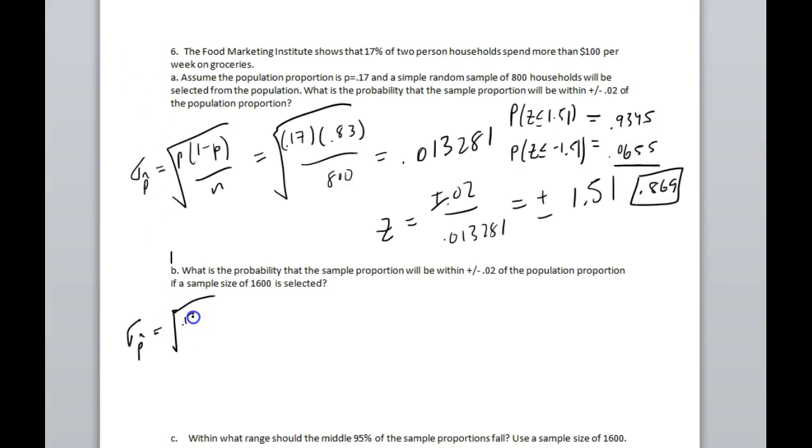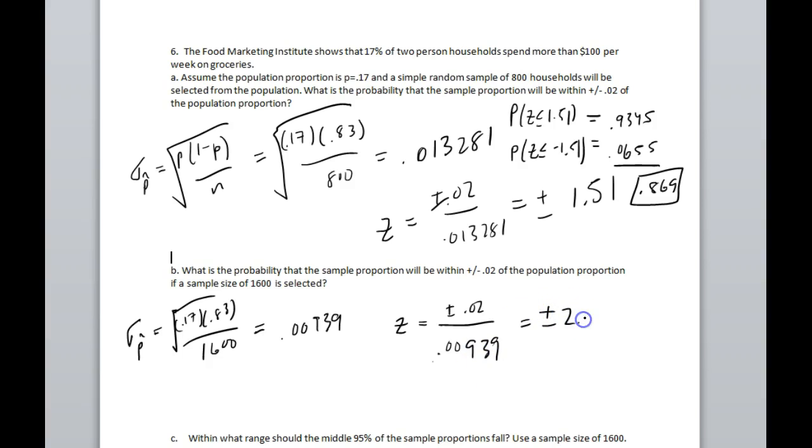It's just going to be the square root of 0.17 times 0.83 all over 1600. And this is going to end up being 0.00939. And then our z values are going to correspond to plus or minus 0.02 all over 0.00939, which is plus or minus 2.13.